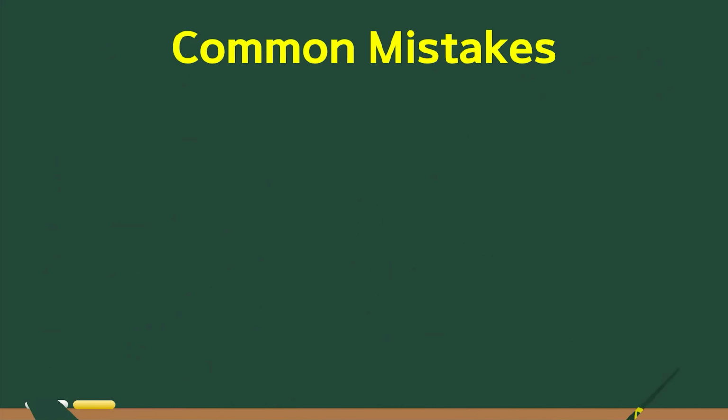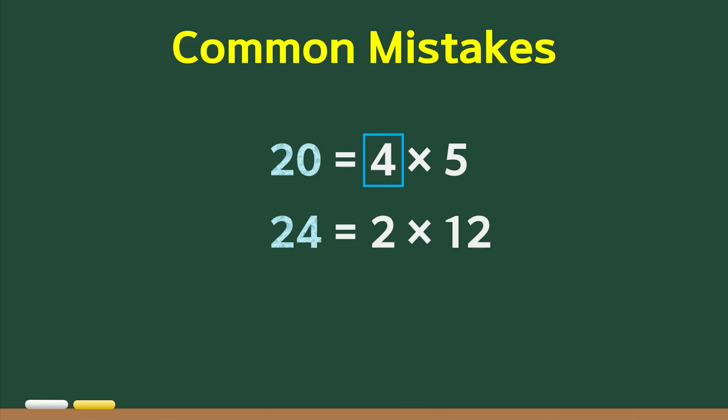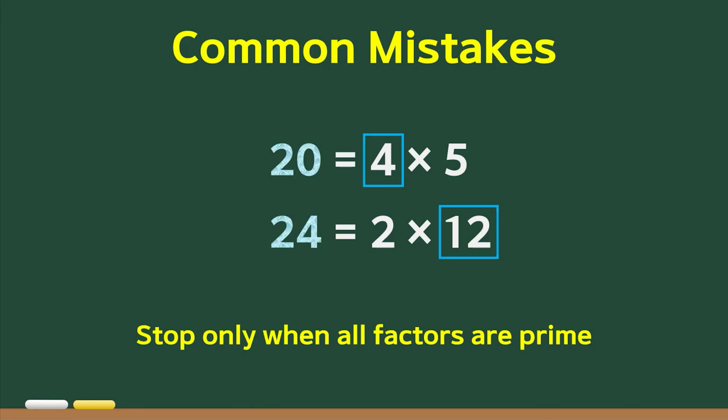Here are some common mistakes. Writing 20 as 4 times 5 is not enough because 4 is not prime. Writing 24 as 2 times 12 is also not complete because 12 is still composite. You must continue until all factors are prime.